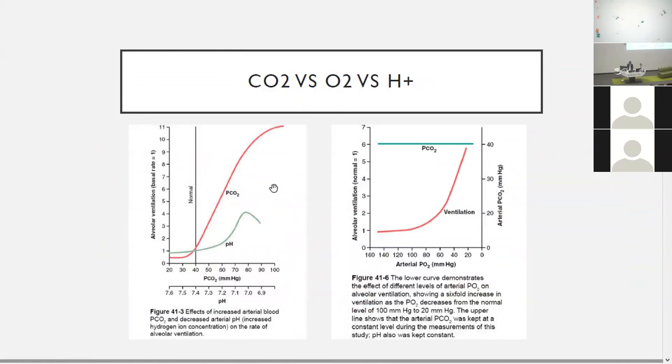These are just diagrams to show you why CO2 is a better inspiratory driver than O2 and pH. If you look at this, small changes of CO2 lead to significant changes in alveolar ventilation. It takes big changes of oxygen in order for you to increase your alveolar ventilation. You need your oxygen to drop significantly low before you start acting on it, which you don't really want. By that time, things are pretty bad.